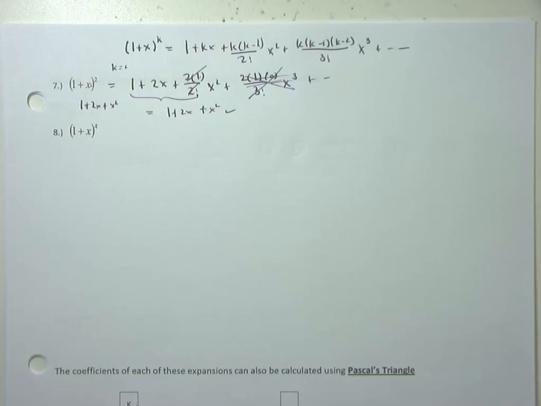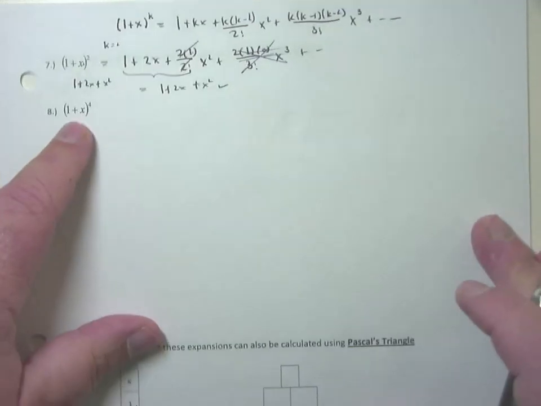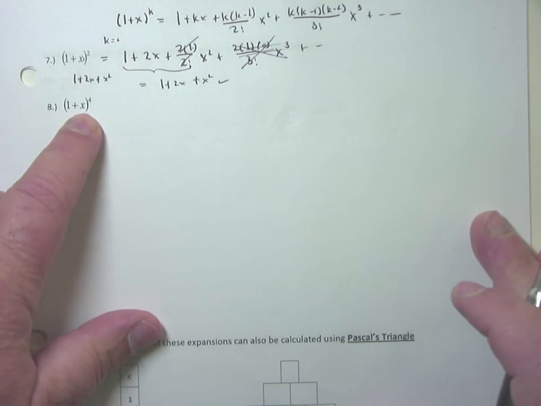I didn't say it was always faster. When k is small, yeah, I could FOIL it out a lot faster than using the binomial series. But when k is large, this is going to be helpful. And when k is a fraction, this is going to be paramount. So, take a look at this guy here. What about (1 + x)^4?